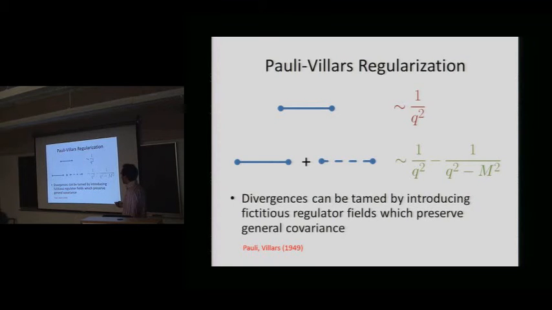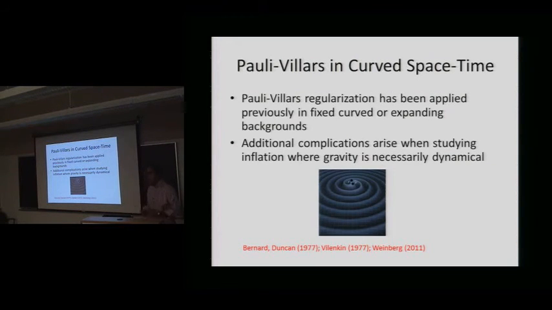Of course, we can't just go in by hand and replace these things and hope to preserve general covariance. So what we need to do is find a way of introducing fields that reproduces this type of behavior. And so what we end up doing is putting fictitious Pauli-Villars regulator fields into the theory that give us the behavior that I was just discussing.